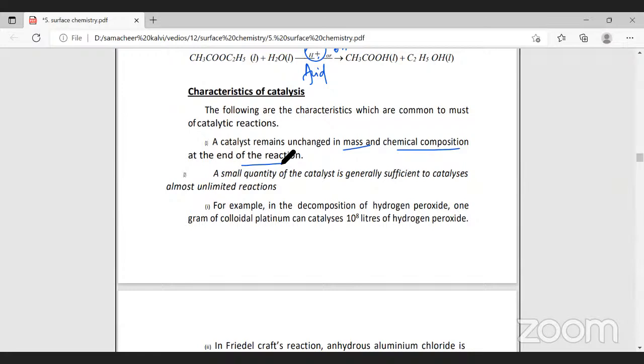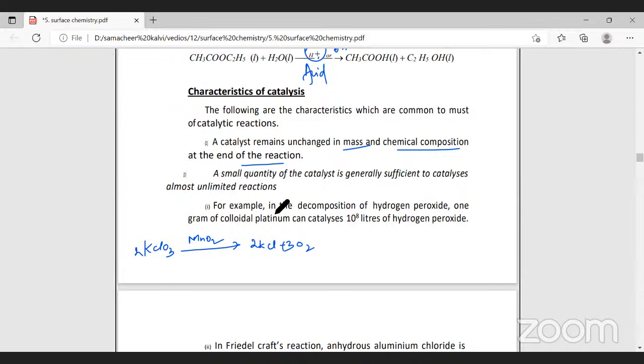For example, if we take the decomposition of potassium chlorate to give potassium chloride and oxygen, the amount of manganese dioxide used during the process remains the same at the end of the process.